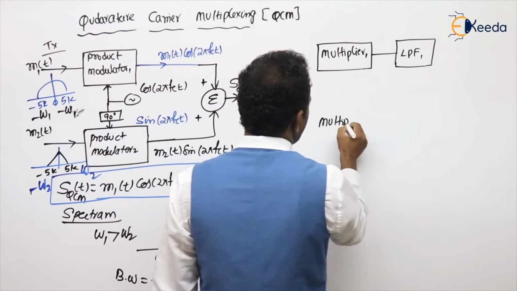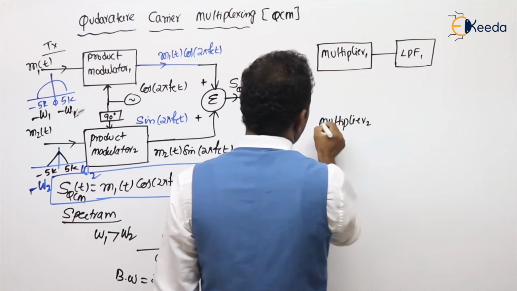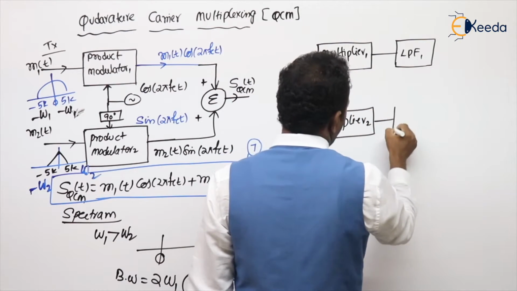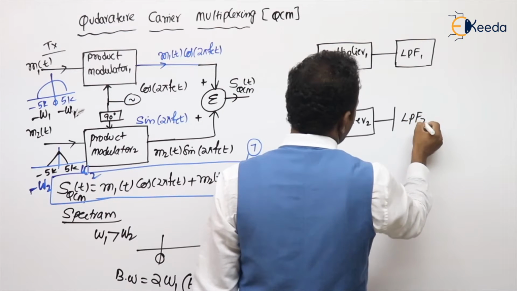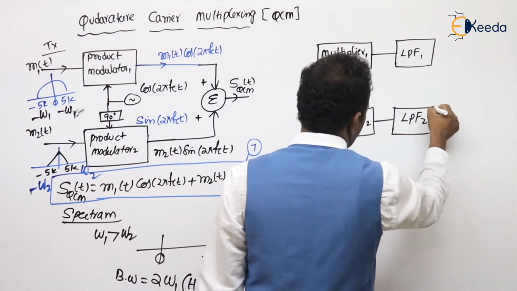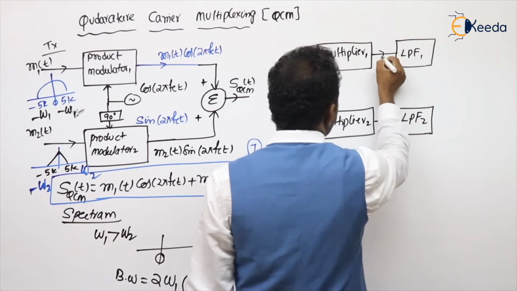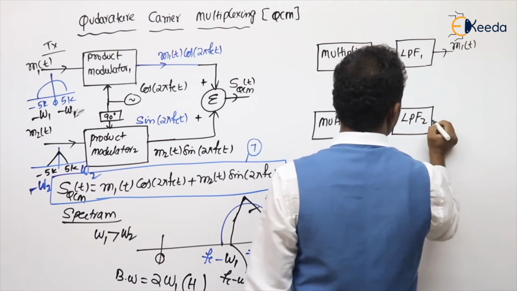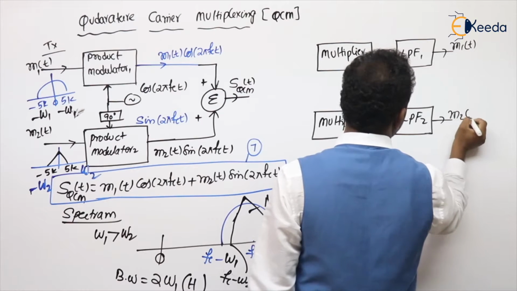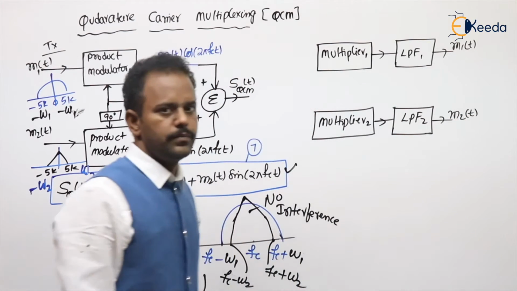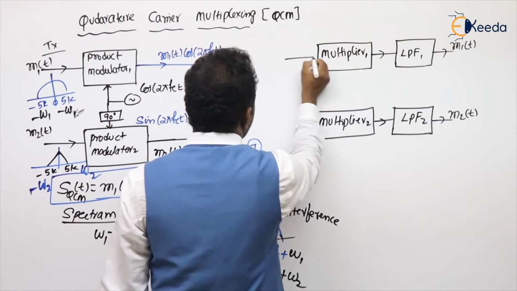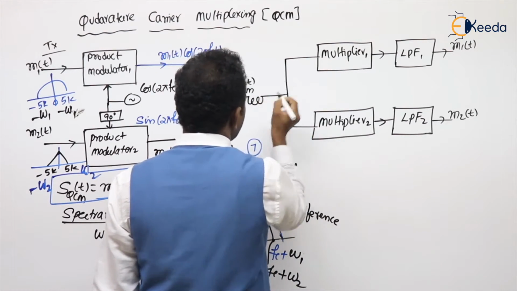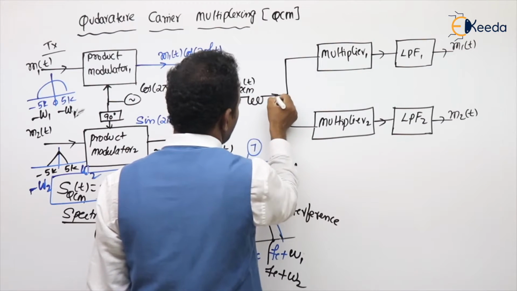You can say this is multiplier 2 followed by low pass filter 2. We are designing our filters. Here you will get M1. Here you will get M2. What is the common input, sir? The common input is our DSBSC signal. Of course, this is a channel, which I included.